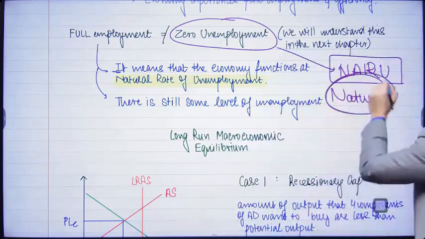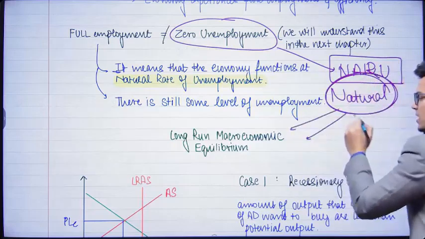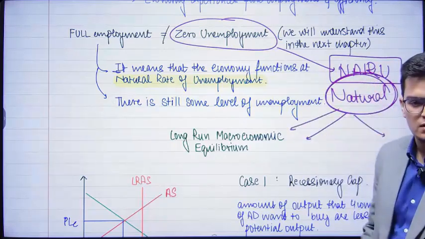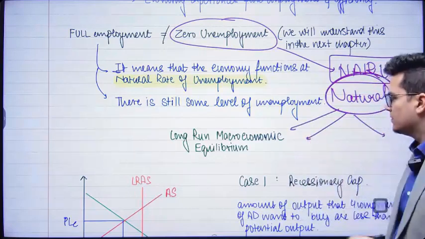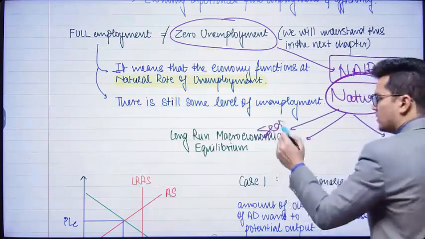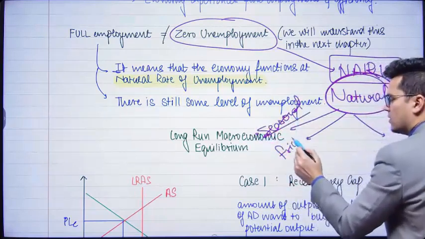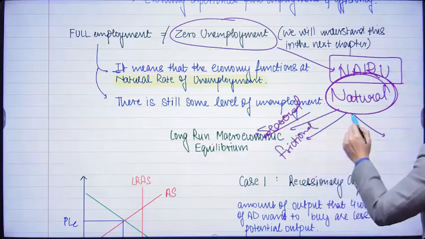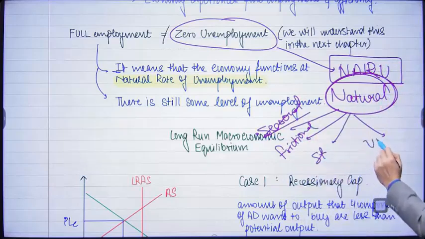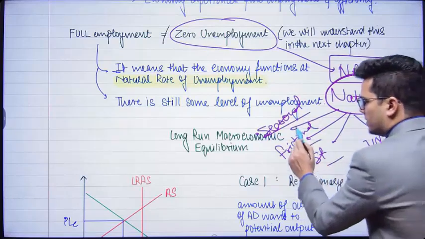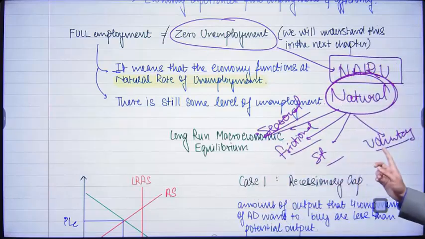This natural rate of unemployment included what all? क्या क्या included था इस natural rate of unemployment में? What all was included here? Some seasonal, some frictional, some structural, and some voluntary unemployment. ये चार यहां पे included थे, right?